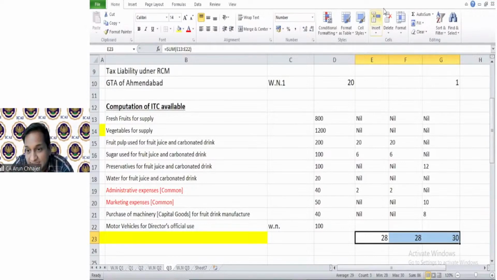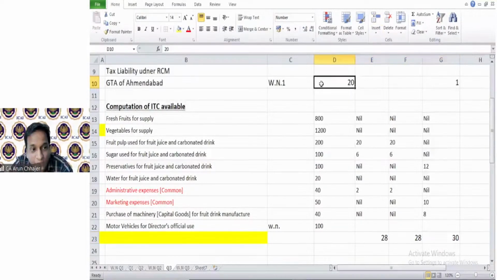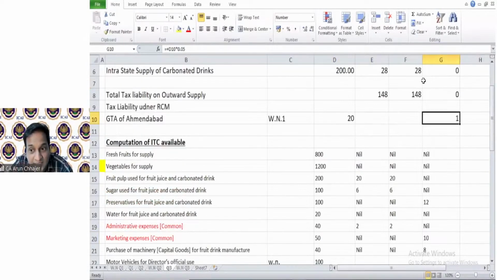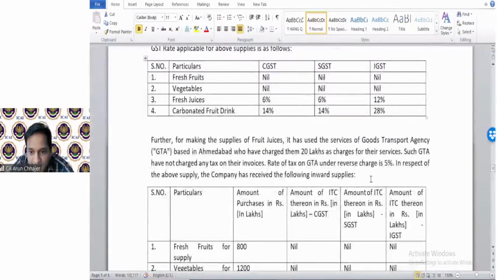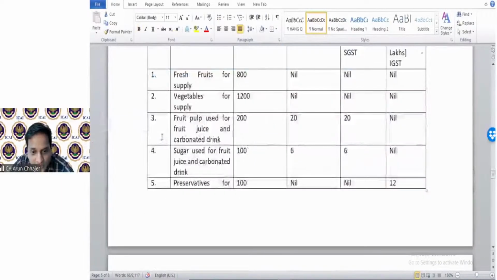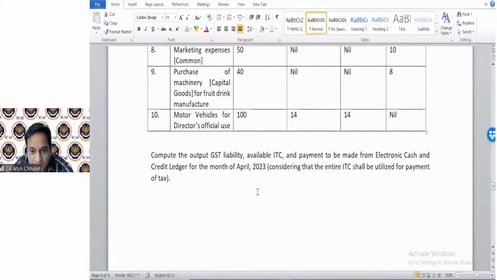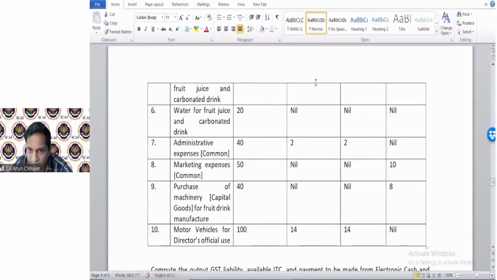So this is GTA of Ahmedabad, and we need to pay the tax under RCM, 1 lakh rupees, and that would come under IGST. Okay. Let me go back to the problem. So this is being solved, and that has been resolved fine. Please repeat the GTA point. Okay, fine. I'll repeat and also explain.